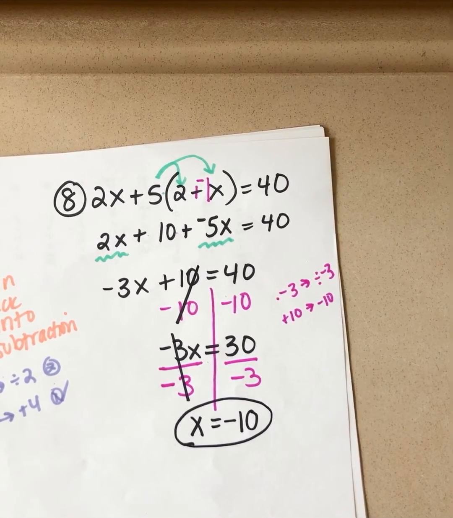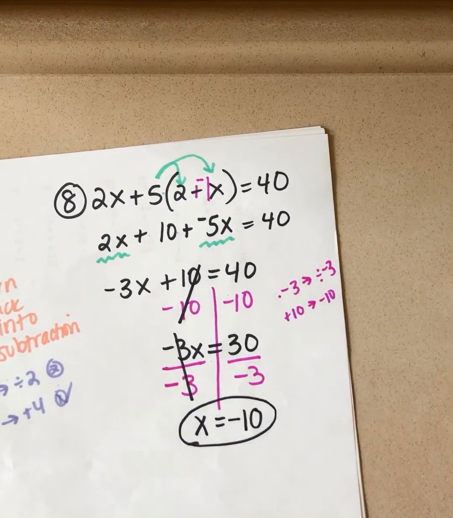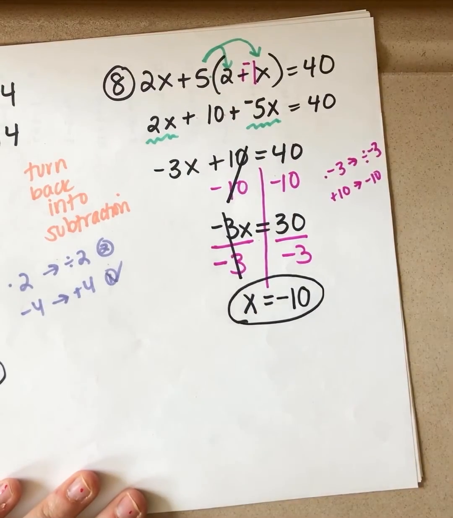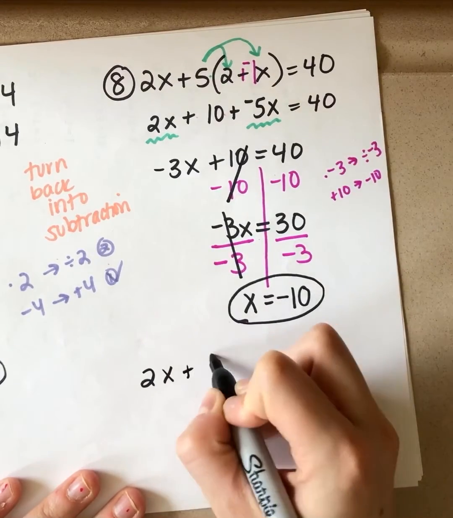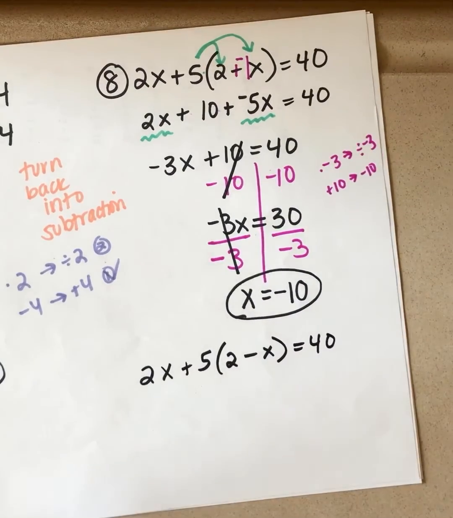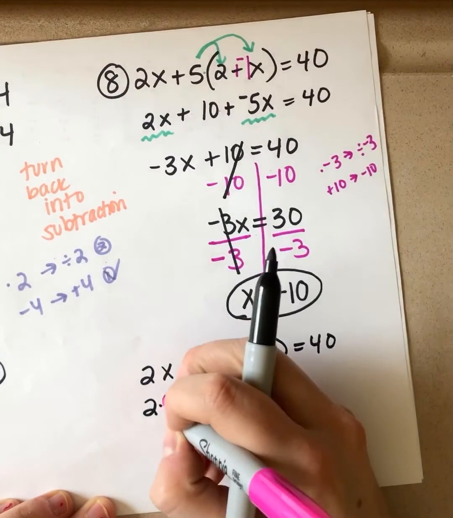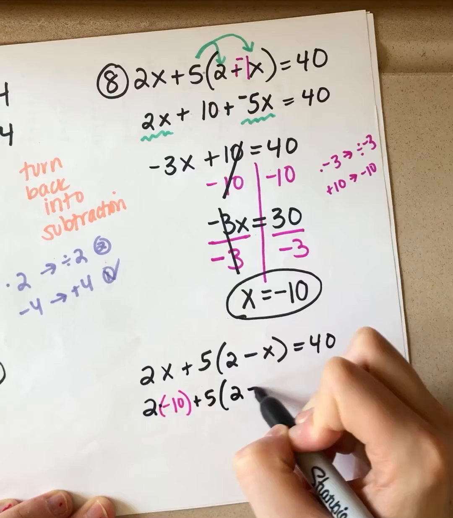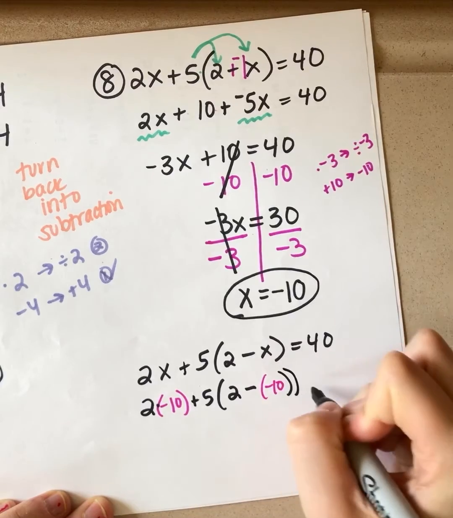I'm going to go through and check out my answer here. I think I did everything right, but as always, I should check to make sure. And when I go to check, everywhere in my expression where I see an x, I'm going to fill it in with negative 10. So I'm actually going to rewrite this so that I don't miss any. So in this expression, there's an x here, so it's 2 times negative 10 plus 5 times 2 minus negative 10. This is going to be a toughie. Equals 40.